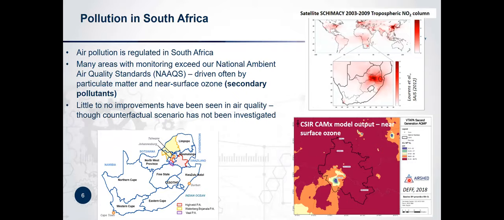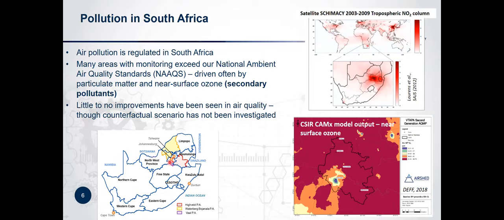And if we look at air pollution in South Africa, we also have quite a problem, with many areas exceeding our national ambient air quality standard, which, as I noted at the beginning, is regulated due to health reasons. These are often driven by particulate matter and near surface ozone, which are impacted by atmospheric chemistry. And we haven't seen many improvements in our air quality. What I'm showing at the bottom in the map are our three air quality priority areas in the country. These are priority areas due to the pollution levels, and also they span across multiple provinces. So they do need concerted effort in order to improve air quality.